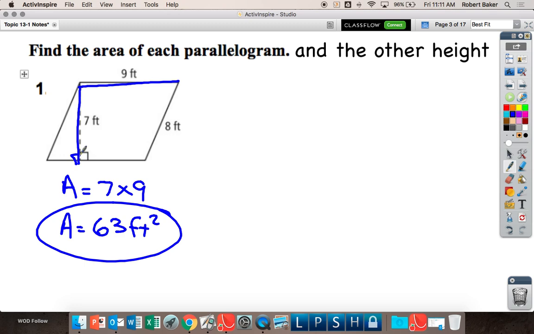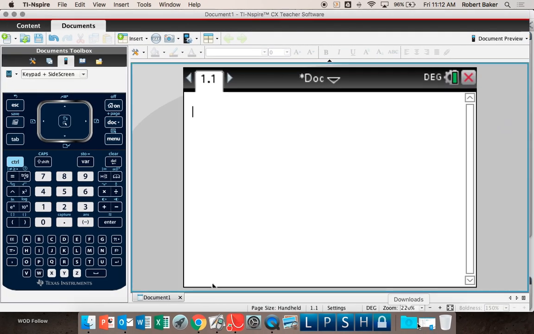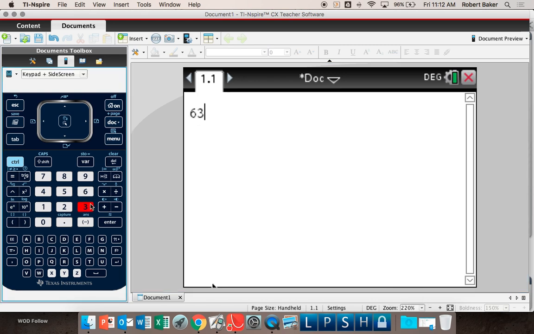Now, if I asked you to find this height, could you do that? Yeah. The area is equal to the base times the height. What is the other height? 7.875.